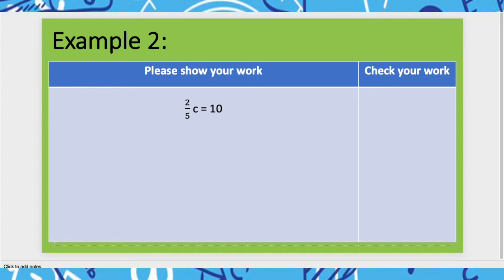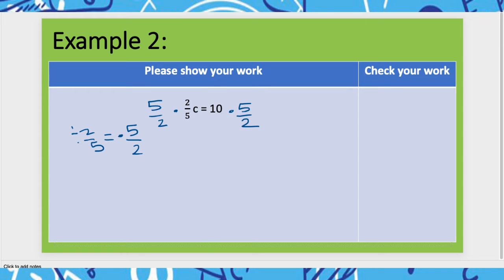All right, let's look at the next example, which is also a one-step equation. In this equation, we have 2/5 being multiplied by c. So once again, I'm going to use the inverse operation of multiplication, which is division. So I need to divide both sides of the equation by 2/5. Dividing by 2/5 is the same as multiplying by the reciprocal, which is 5/2. So I'm going to multiply both sides of the equation by 5/2.